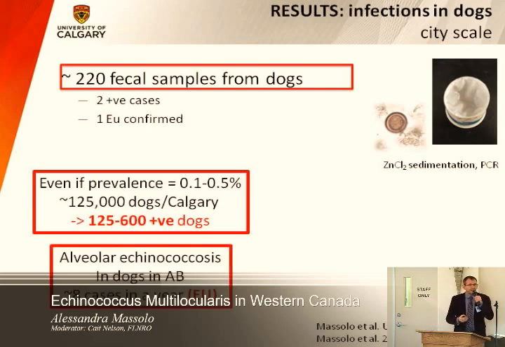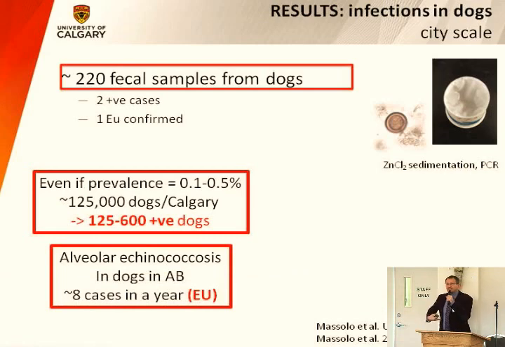Interestingly, when we started looking at the liver cases of infection, so alveolar echinococcus in dogs, we found cases. We just started 1.5 years ago, and we already found 8 cases of alveolar echinococcus in dogs. And this is creating a lot of trouble for vet practitioners, because they don't really know how to treat that.